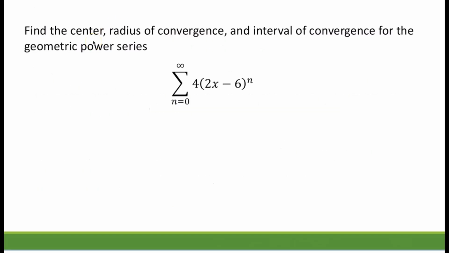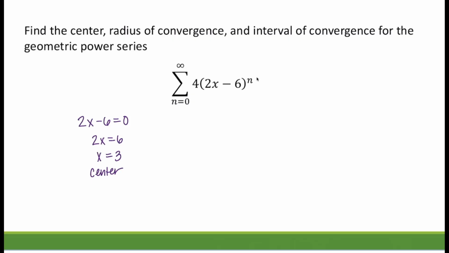We're going to do another example where we want to find the center, now the radius of convergence, and the interval of convergence for the geometric power series again. So we have the sum of n equals 0 to infinity of the constant 4 times the quantity 2x minus 6 to the n. So let's start with the center. We could set 2x minus 6 equal to 0. So we get 2x equals 6, and dividing both sides by 2, we get a center value of x equals 3.